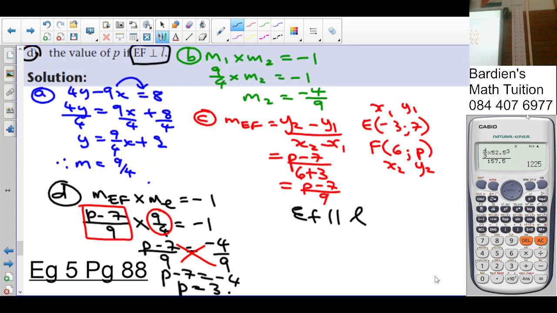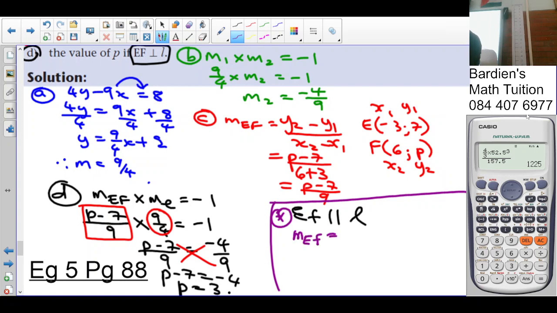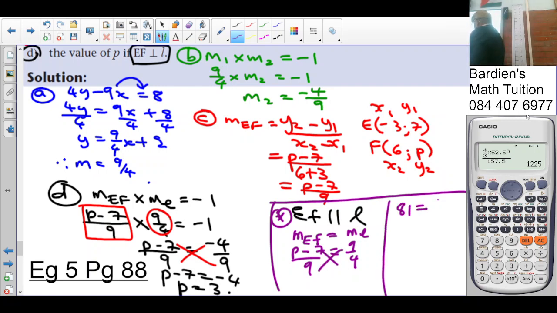Okay. Let's see what that value of P would have been if it was parallel. Okay, this question was not asked. I'm just doing it one time. If lines are parallel, the gradient of EF would have been equal to the gradient of L. In other words, P minus 7 over 9 is equal to 9 over 4. Can you see that? Cross multiply. So I then get 81 is equal to 4P minus 28. So 4P is equal to 109.